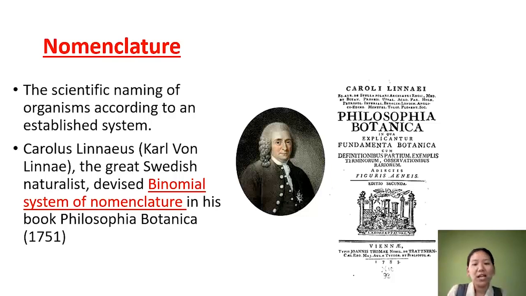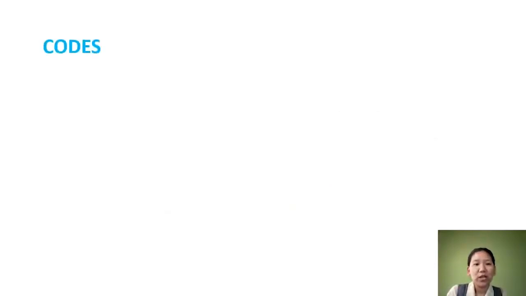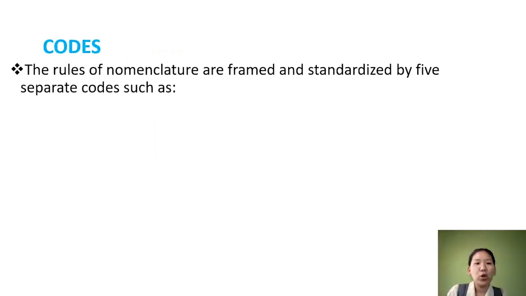Nomenclature, as you know, is the scientific naming of an organism. This naming is based on certain criteria, or you can say an established system, so it is guided by certain codes. Let us look at some of the codes here. The rules of nomenclature are framed and standardized by 5 separate codes.